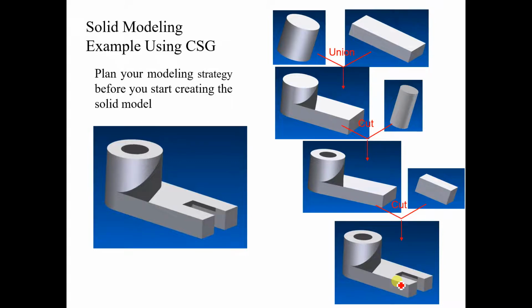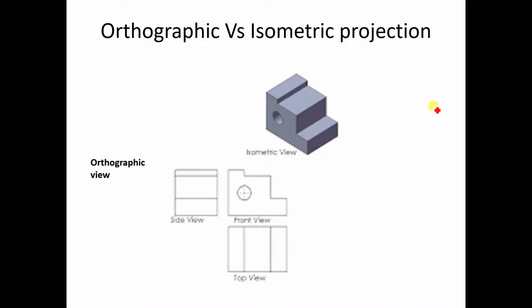Okay, right. So let's move on to the next topic, orthographic versus isometric projection. Isometric projection I think we have discussed in exercise 3. In the previous exercises 5 and 6 also we created a solid model, and the solid model is converted into orthographic projection in the layout. So this is an isometric projection diagram, and this diagram has to be converted to orthographic projection.